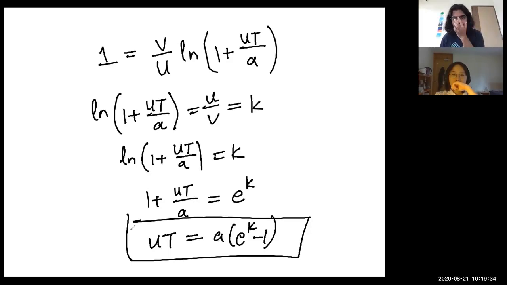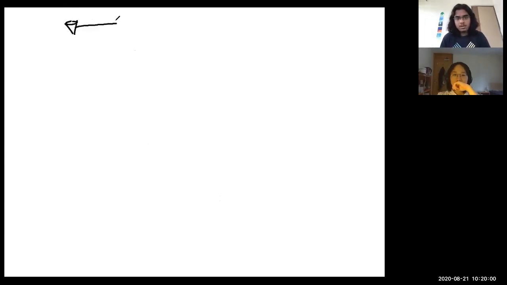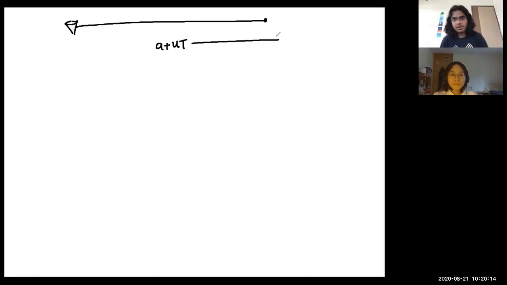Now the next part is a one-line question which says, on reaching the end of the string, the ant turns around and walks back to the peg. You're supposed to find, in terms of t and k, the time taken for the journey back. So now the ant has reached here at some time capital T. So you have a plus u capital T. The ant has reached here and it decided to go back with the same speed, v.